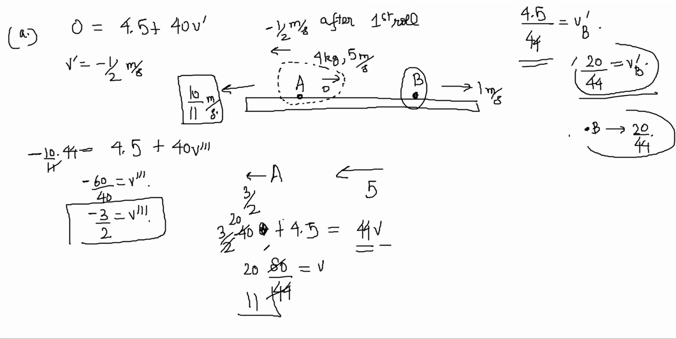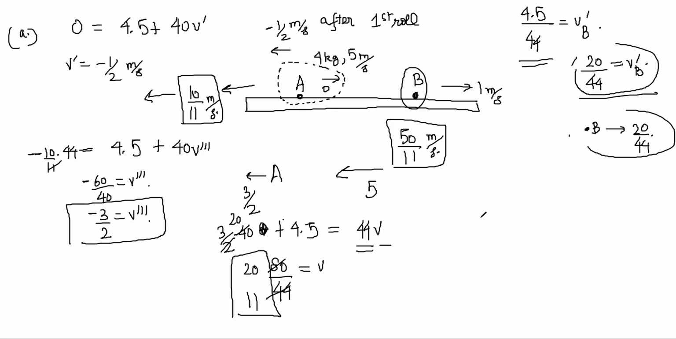So we get the pattern. After 2 round trips, the velocity is 20 by 11. After one round trip, it was 10 by 11. So after 5 round trips, it should be 50 by 11, right? And similarly you can say for B also.